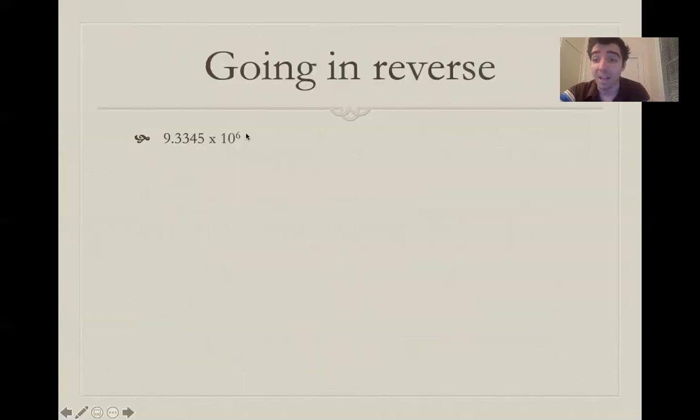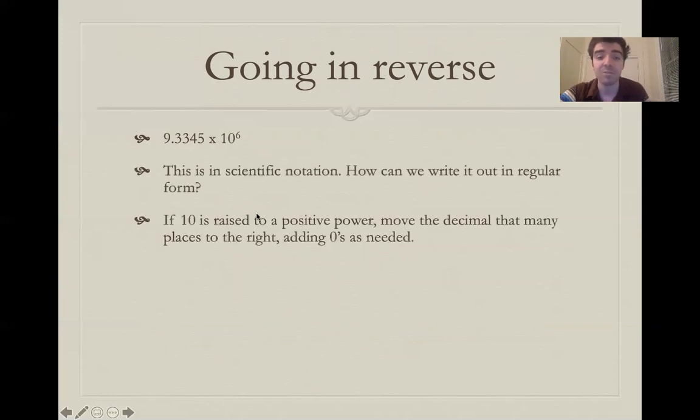Okay, last step, let's talk about how to go in reverse. Here's a number in scientific notation. How do we take it out of scientific notation? If 10 is raised to a positive power, like it is here, just move the decimal that many places to the right, adding zeros as needed. So in this case, where the decimal was originally right here, right next to the 9, you're going to go 1, 2, 3, 4, 5, 6. You're going to have to add a 0 and another 0 here.